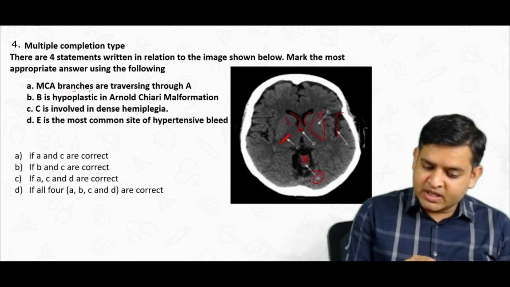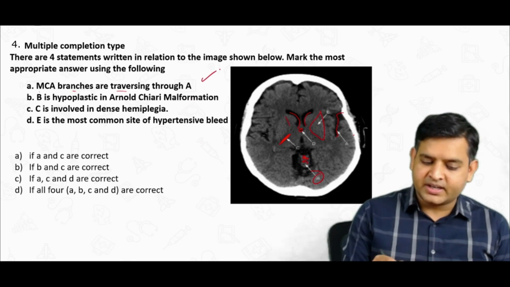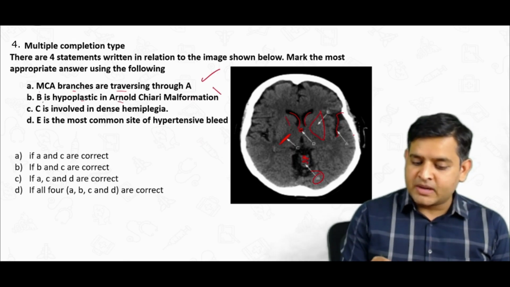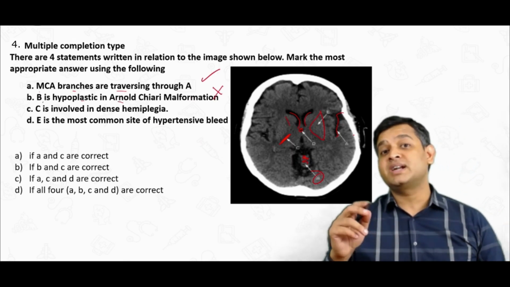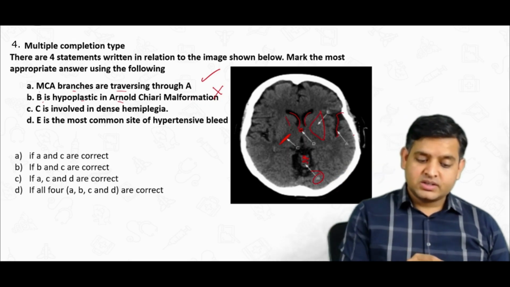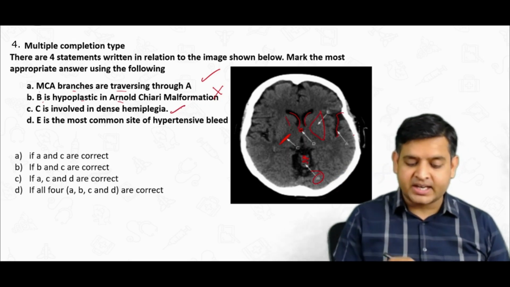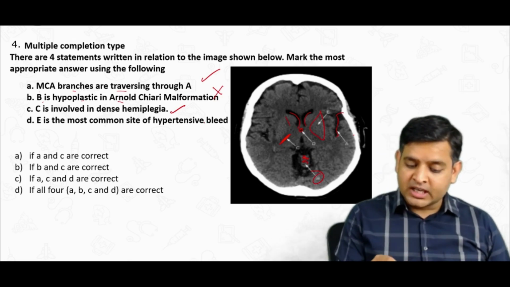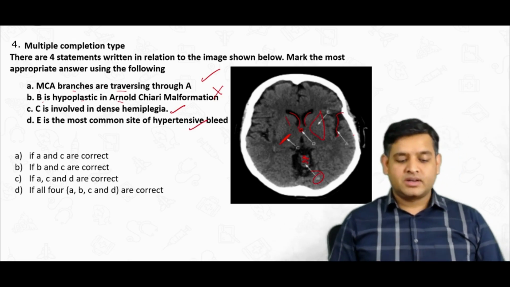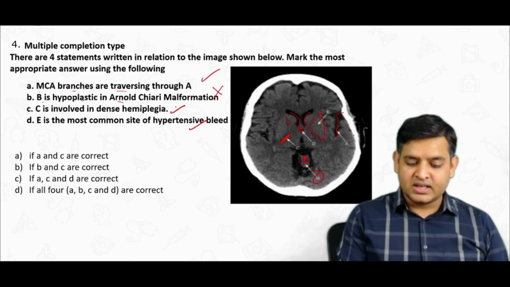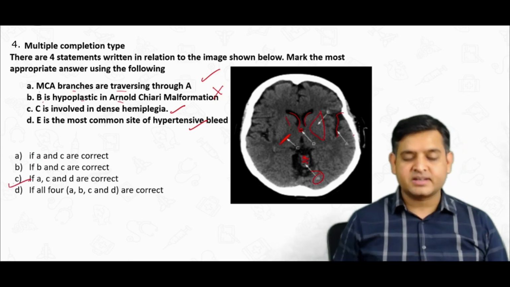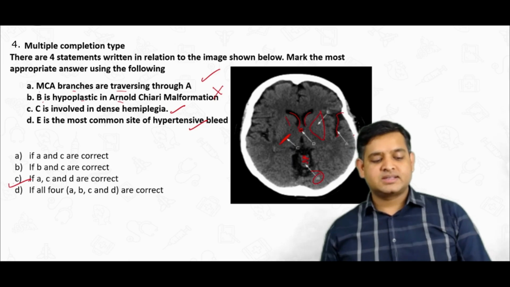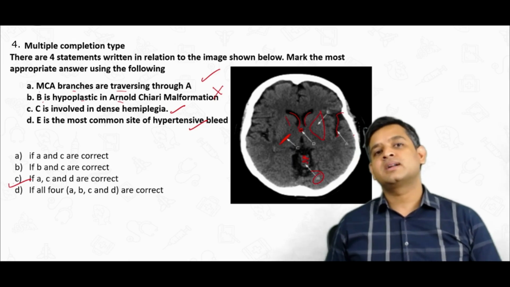Now let's see. MCA branches are traversing through A. That is correct. B is hypoplastic in Arnold Chiari malformation. That is wrong. It is hypoplastic in Dandy Walker malformation. C is involved in dense hemiplegia. That is correct. E is the most common site of hypertensive bleed. That is correct. So the answer is A, C, and D are correct.